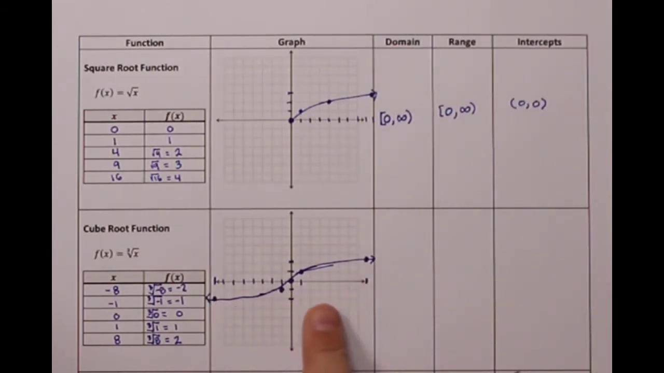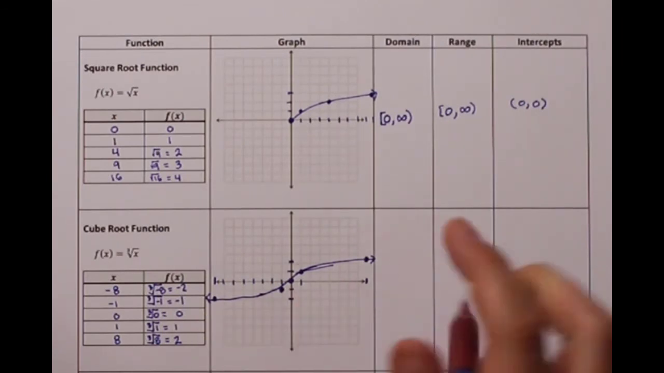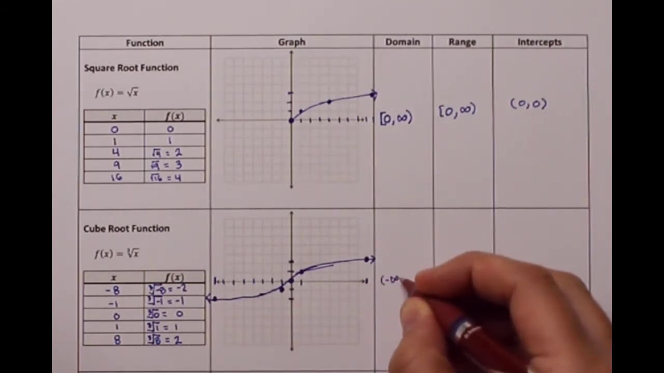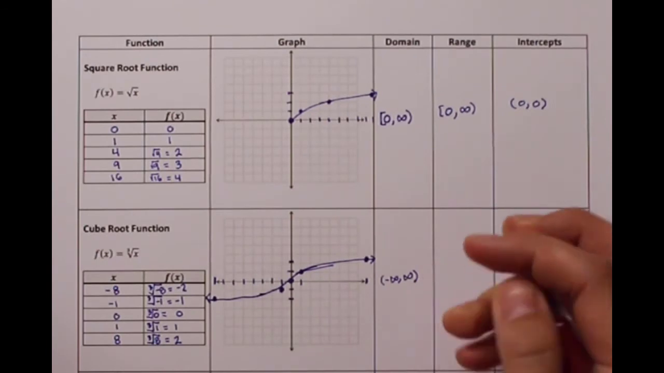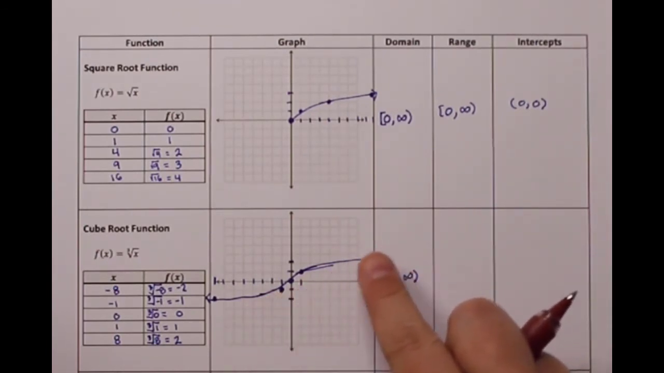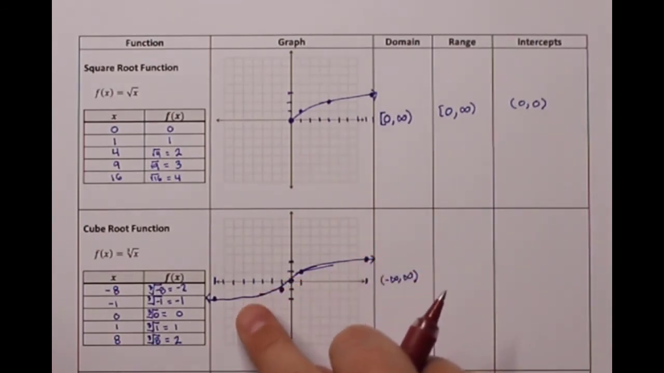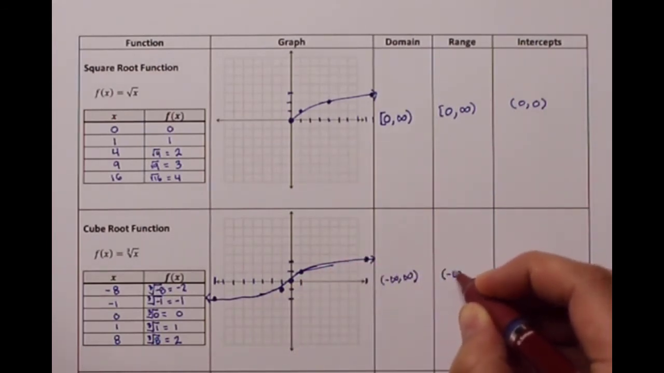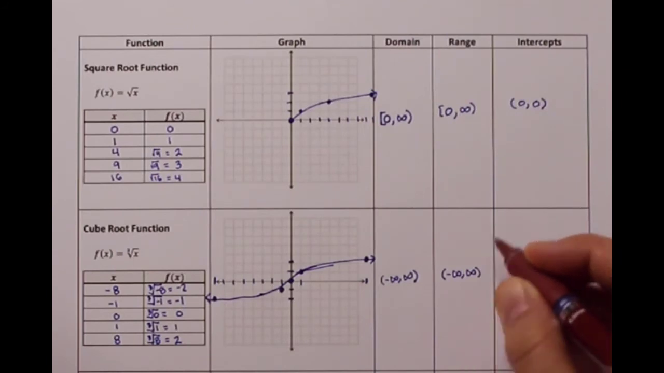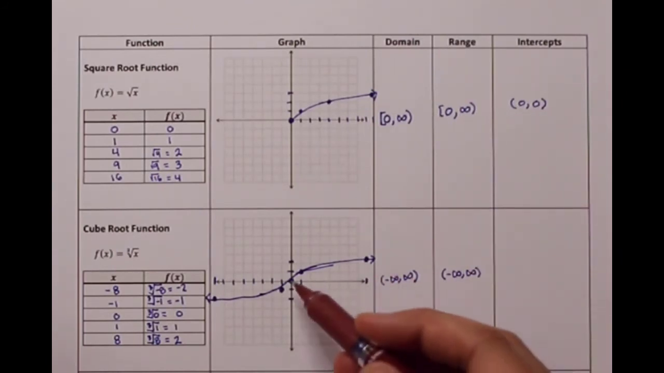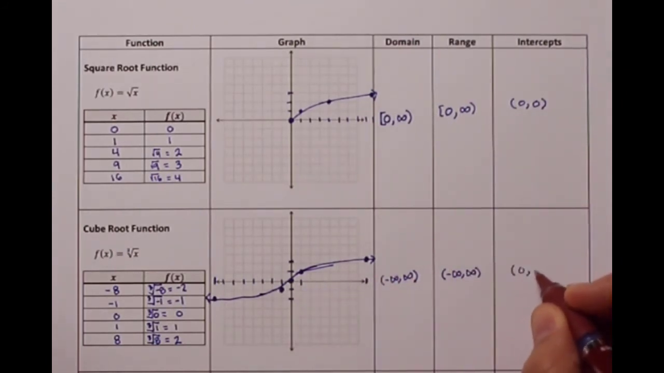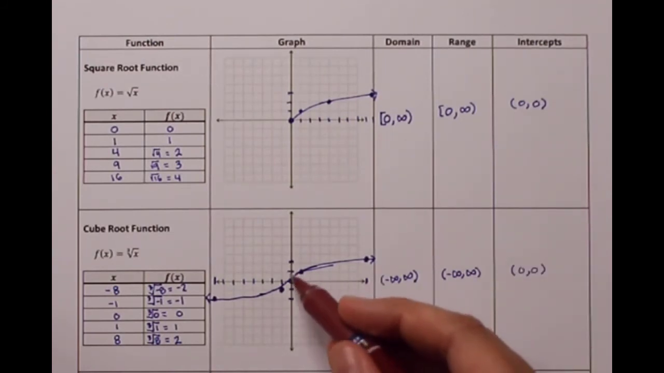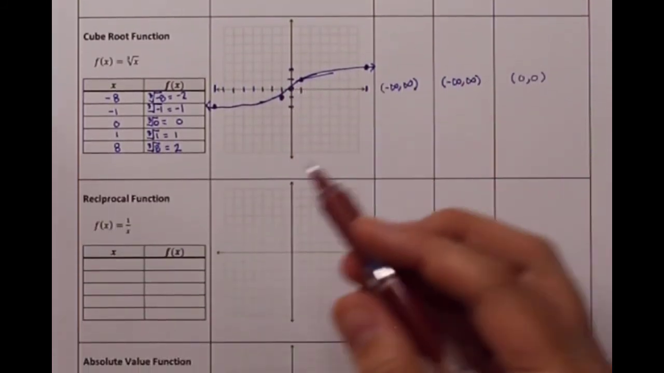Notice it covers all the x values. It's going all the way from -infinity to +infinity on the x-axis. And even though it doesn't look like it's going up very much or down very much, it is eventually going to go all the way down to -infinity and up to +infinity. So the y values are also, for the range, all real numbers. And then we still have 0, 0 as our only intercept. We touched the y and the x-axis there.